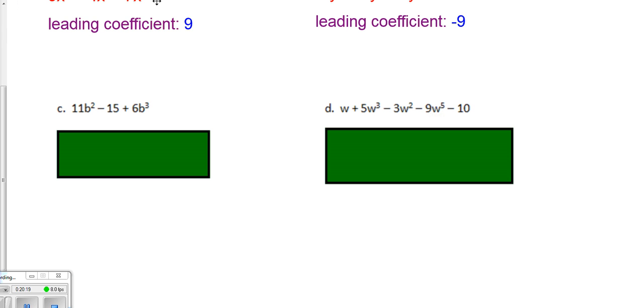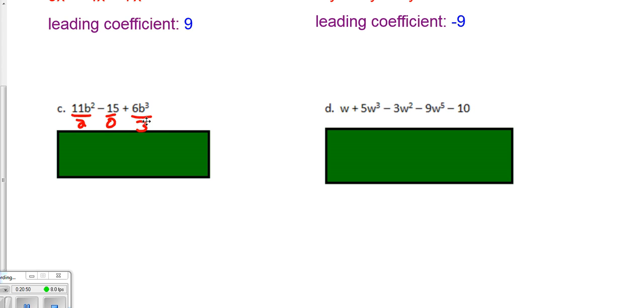Let's look at C. Again, we've got 1, 2, and 3 different terms. We've got 11b squared minus 15 plus 6b cubed. This one has a b to the second power, so it's a degree 2. 15 with no variables, so it's a degree 0. This one has b to the third power, so it is a degree 3. Moving them around, so we have the highest degree first.